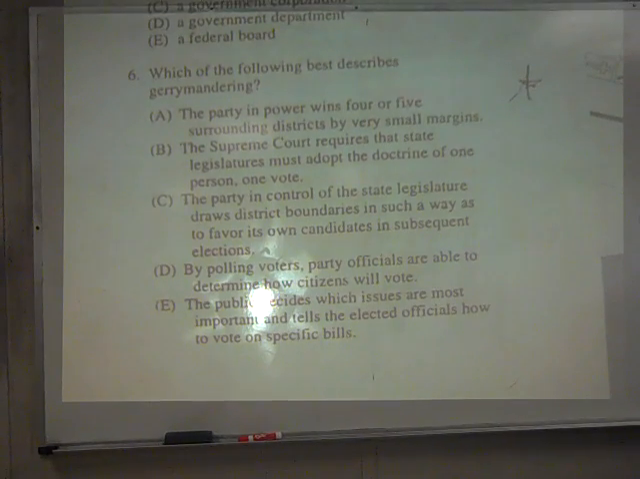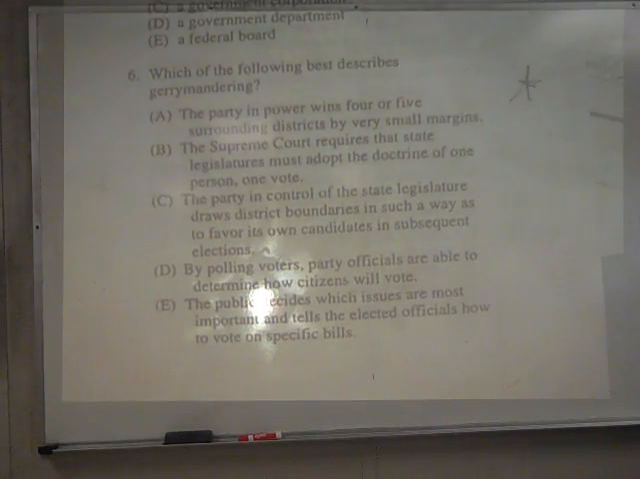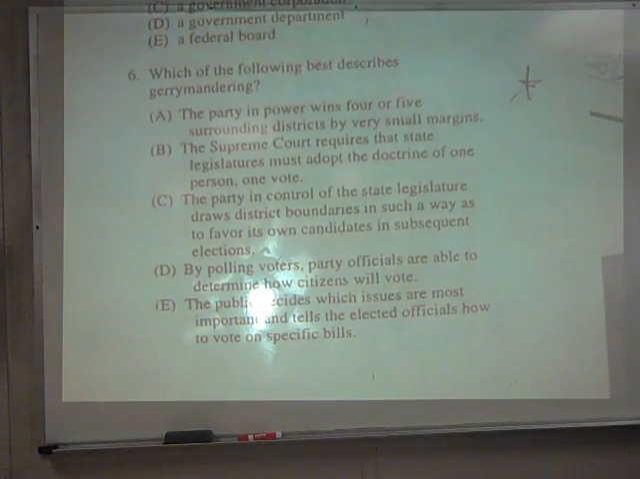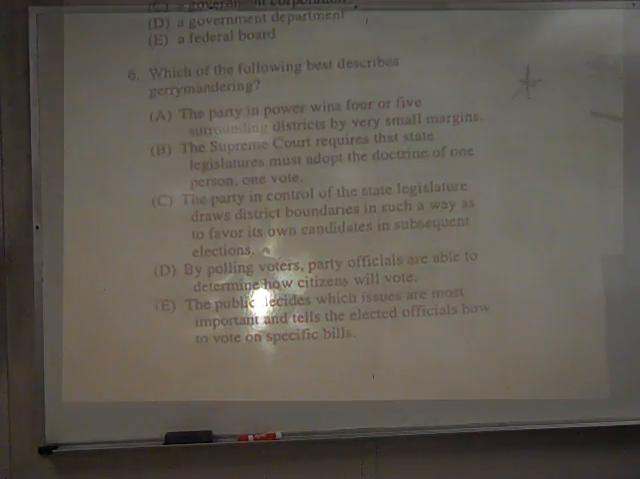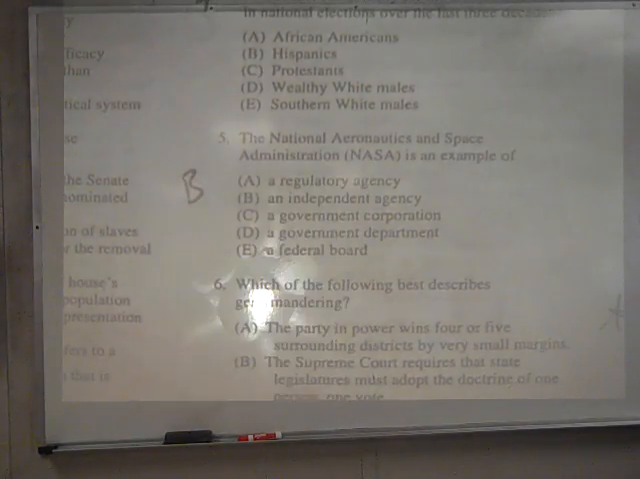Okay, welcome to review number 3. We're going to go over all the questions that have a star or have an E by them. Don't be confused. That doesn't mean the answer is E. Like this one right here, the answer is not B. That just has to do with the bureaucracy.